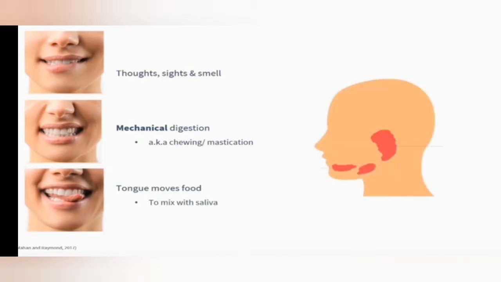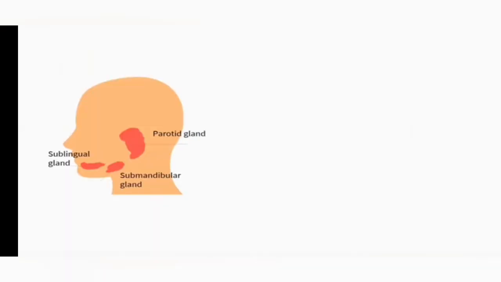After mastication or chewing, the food is moved with the tongue and mixed with saliva. There are three major salivary glands, the parotid, submandibular, and sublingual glands, which secrete saliva. Sub means under, and lingual relates to the tongue or language. So sublingual means under the tongue.